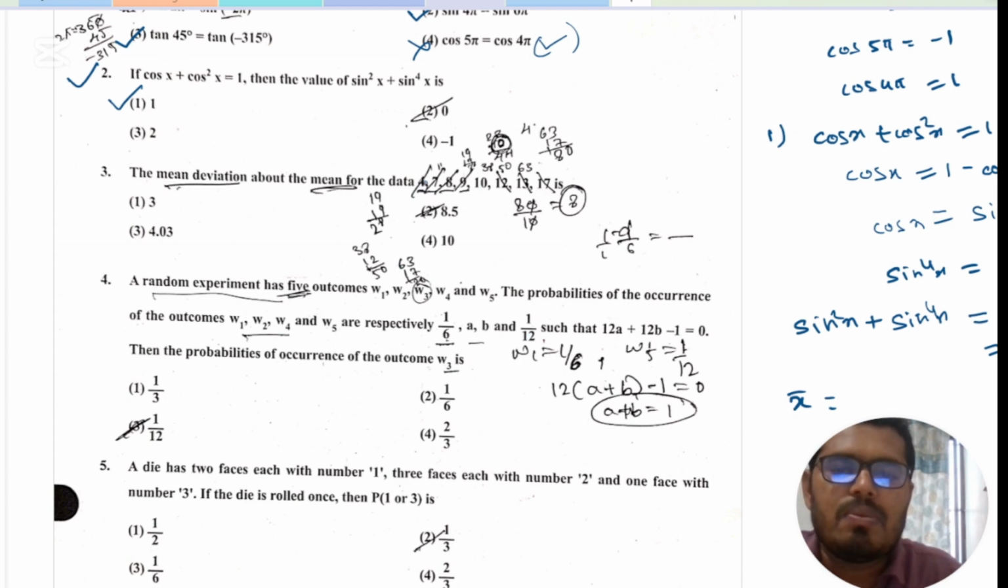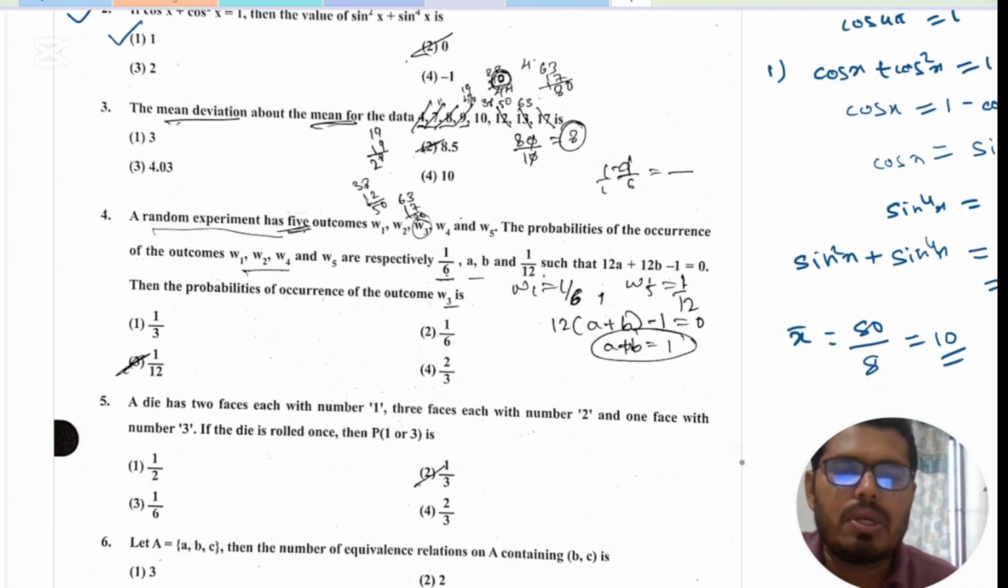If you take the sum 4 plus 7 plus 8 plus 9 plus 10 plus 12 plus 13 plus 17, we get 80, divided by number of observations, which is 8. Then what is the mean here? Mean is 10. But they asked for mean deviation. Mean deviation about mean formula is summation of mod of xi minus x bar, i varies from 1 to n. It is the mean deviation about mean formula.